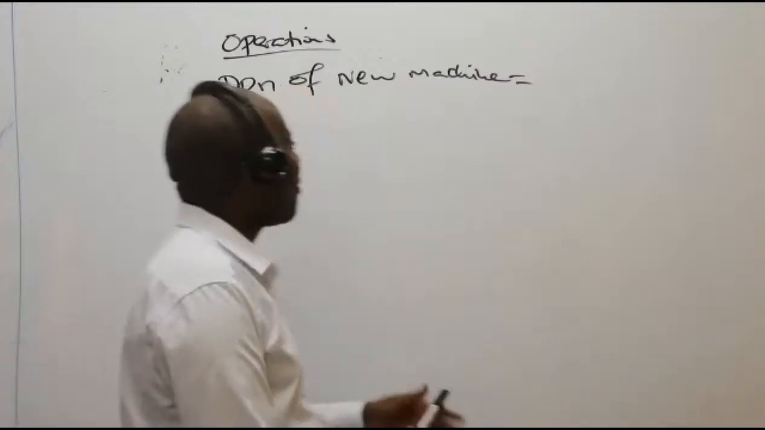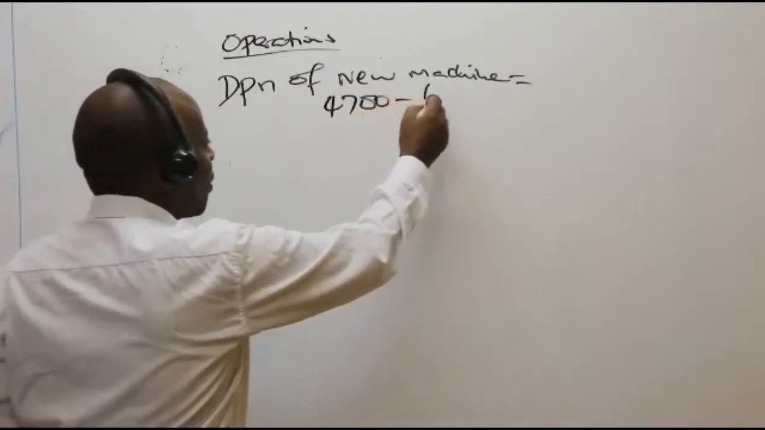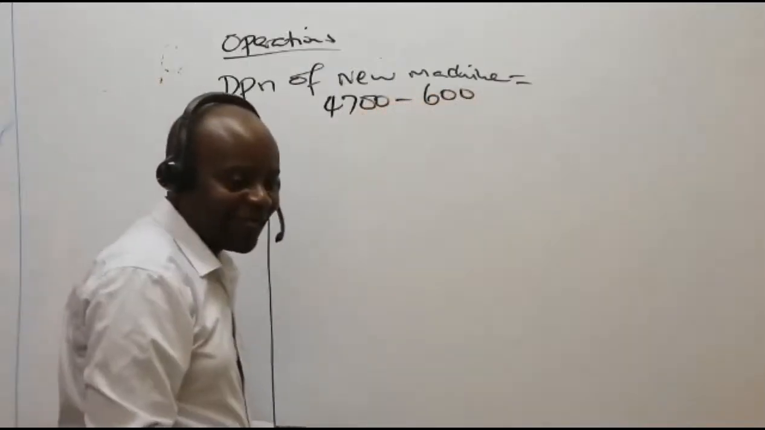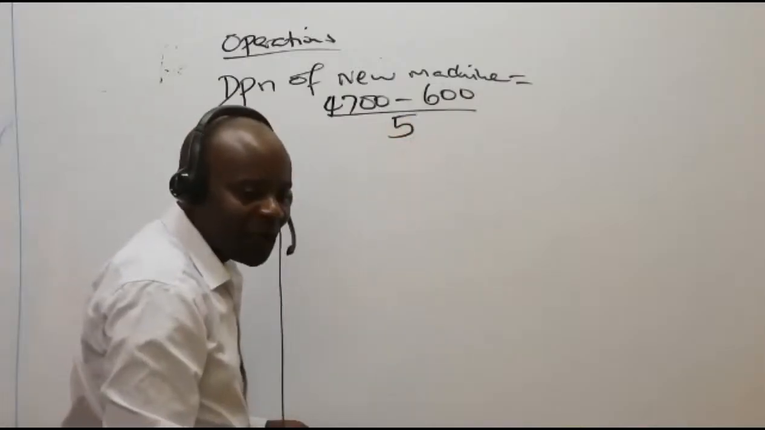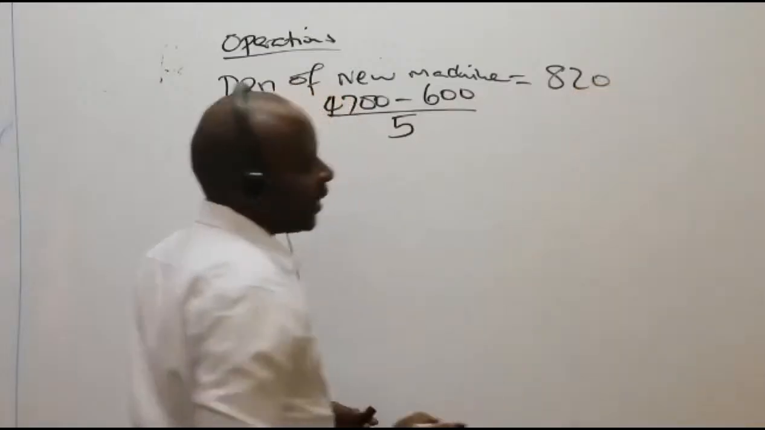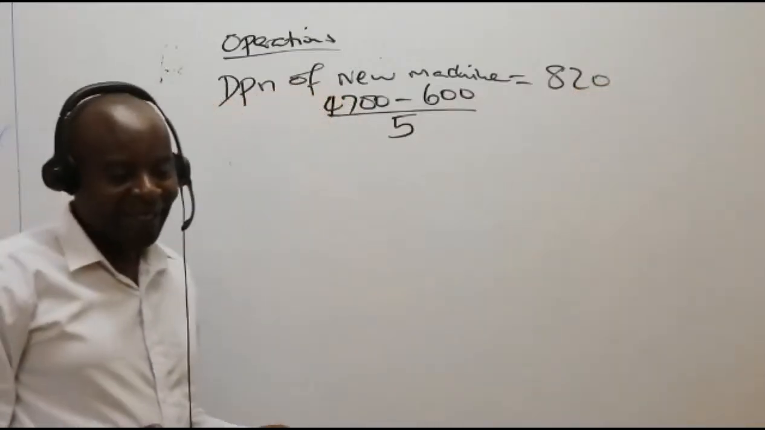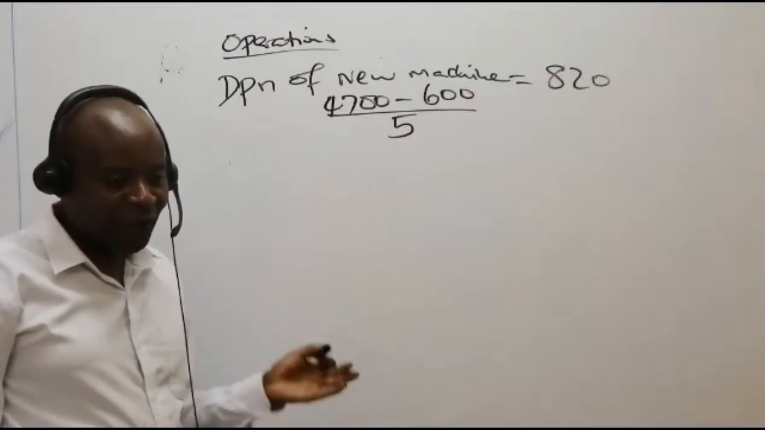So initial cost here is 4,700. They have given us the scrap of 600. Divide by what here? The number of years, which are 5. Somebody tells me they are getting a figure of what here? 820. They're getting a figure of 820. That is the depreciation of the new machine.